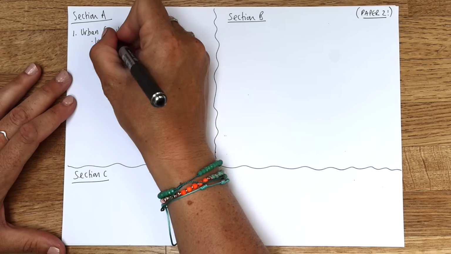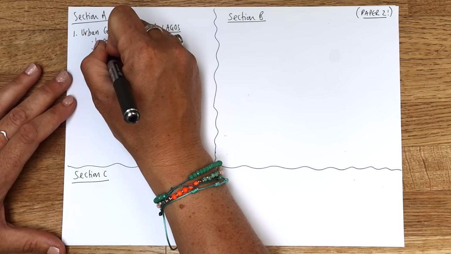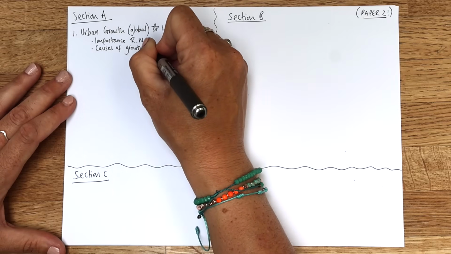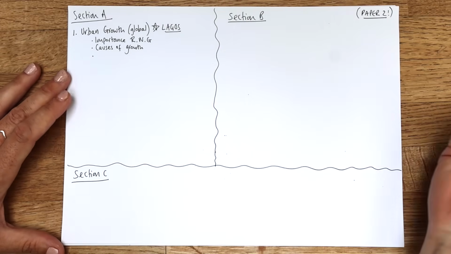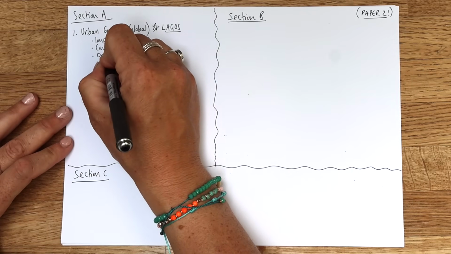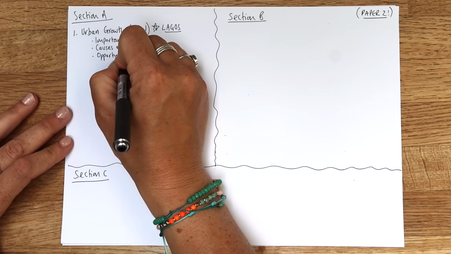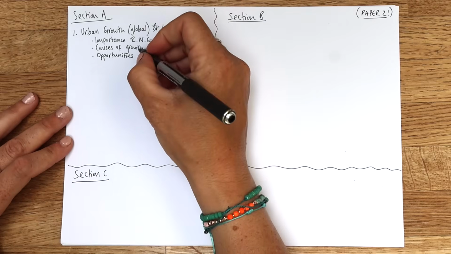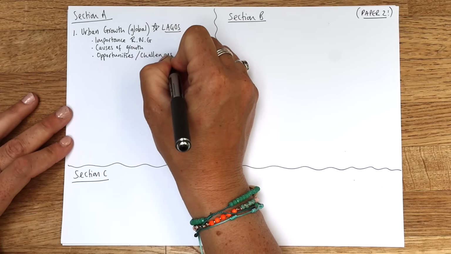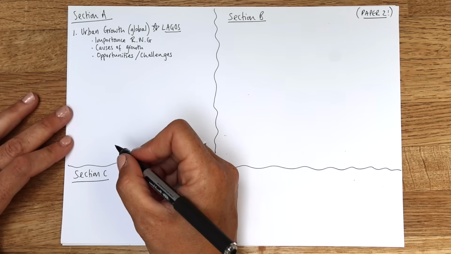You need to be able to talk about the causes of growth, so that's things like natural increase and rural to urban migration, push-pull factors. And then always opportunities, so social, economic, environmental and challenges. So whatever city you're doing, you can apply these to.